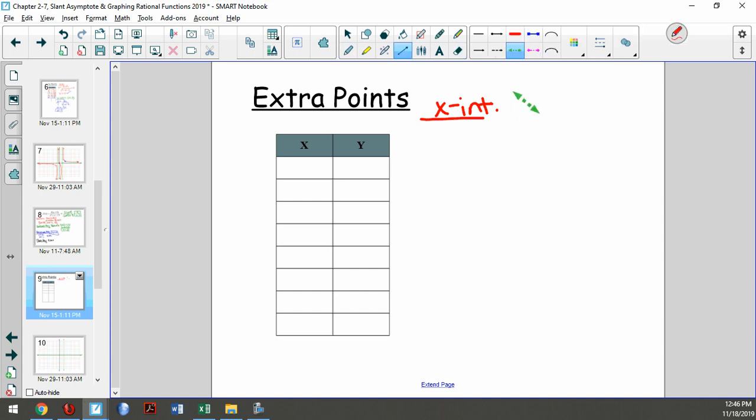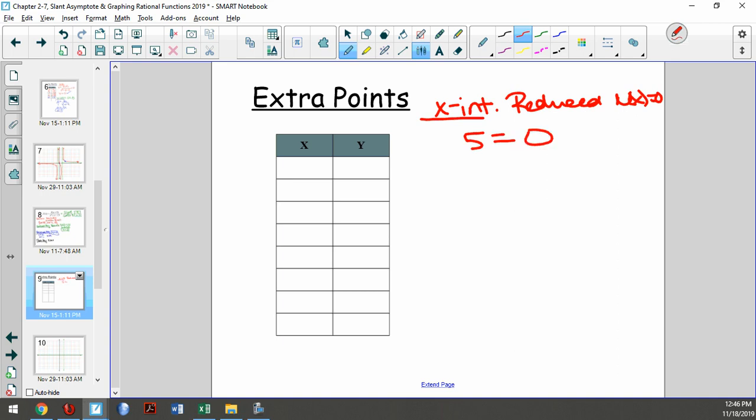That's a line. So I'm going to take my reduced N of x and set it equal to 0. So that is going to be 5 is equal to 0. When is 5 ever equal to 0? Never. So am I going to have an x-intercept there? Yes or no? No, I won't have one. Do we all understand that?